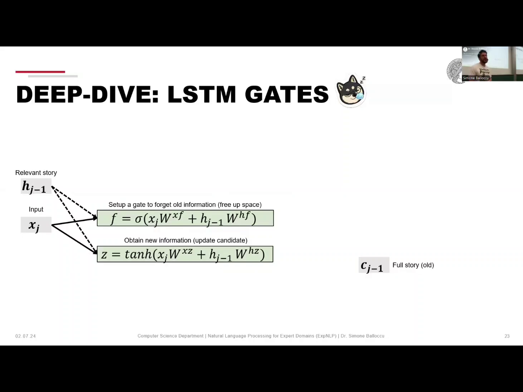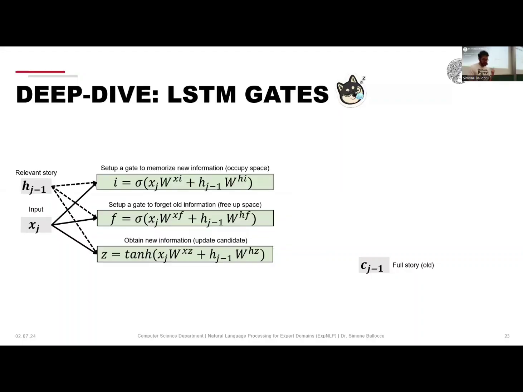Then we learn how to free up some memory. We also need a way to let in new stuff we want to memorize, to fill that empty space. Guess what? We have a gate. It does exactly the same thing. So again, you have your shorter memory H and your input, pass them through some matrix of weights, sum them, so it's a linear combination, and again, another sigmoid. So you have another gate.